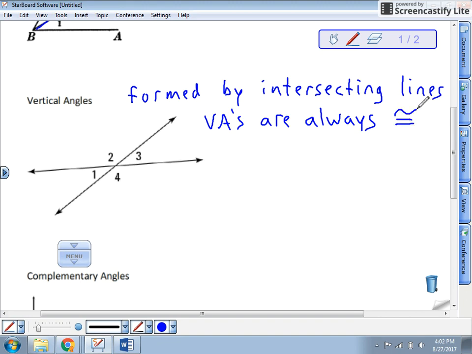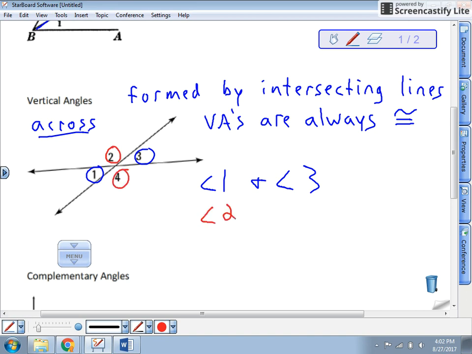Congruent means equal to. So let's take a look at this picture and decide which angles would be vertical angles. Vertical angles, another word we think of is angles that are across from each other. So in this case, angles 1 and angle 3 would be vertical angles. All right, and the other set of vertical angles would be 2 and 4. Those angles would also be congruent to each other, which we will talk about in a little bit.